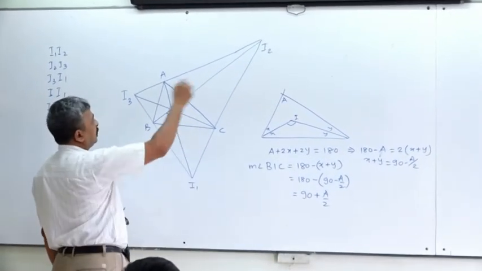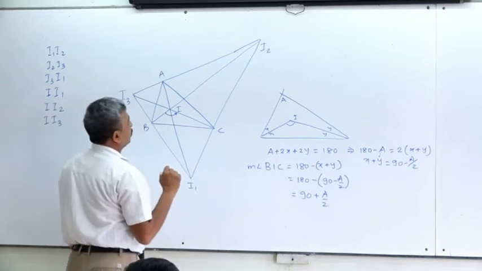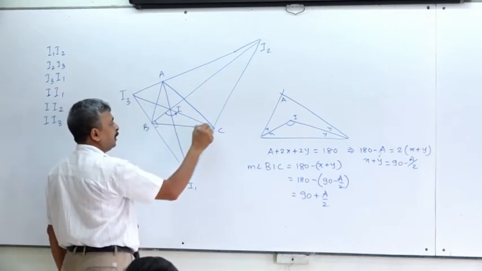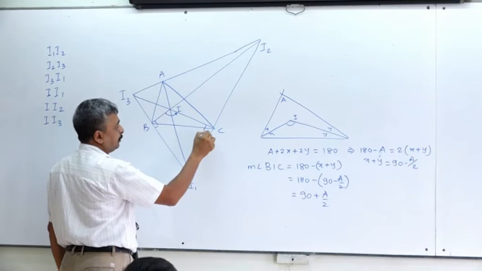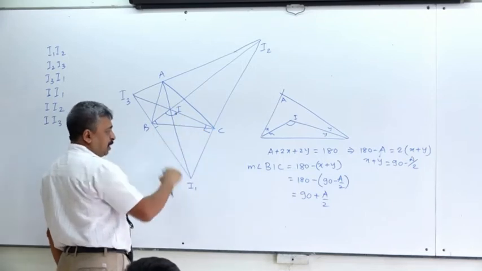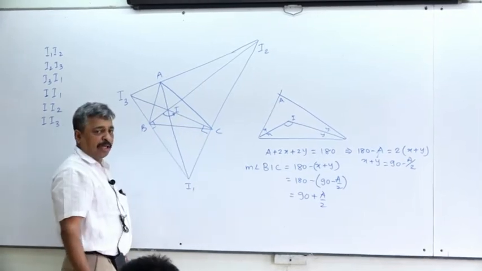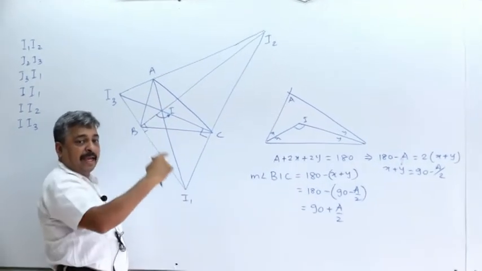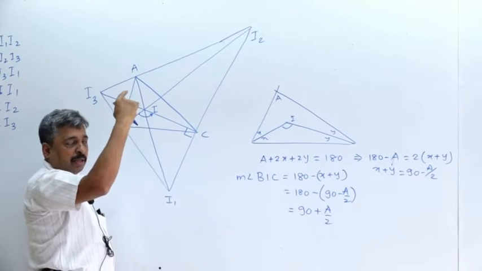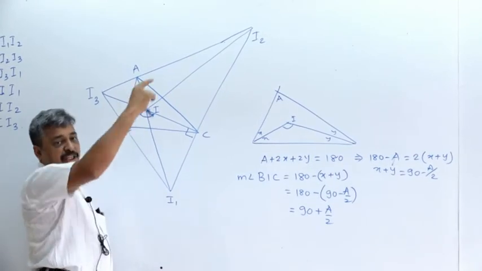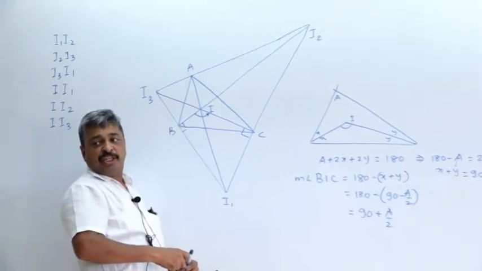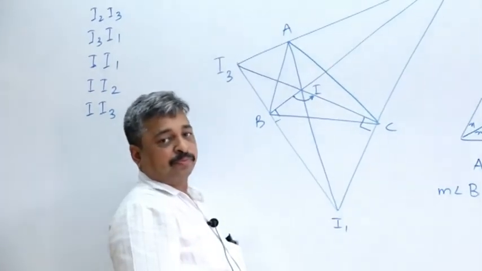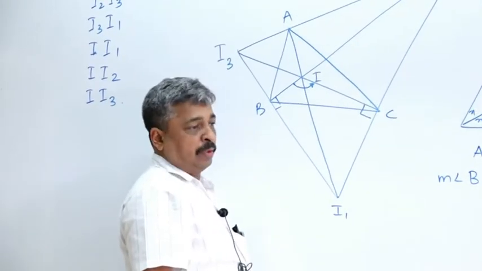Okay. And now this is in-center excenter configuration. We said this is 90 degree, this is 90 degree, and therefore I B I1 C is also a cyclic quadrilateral, which was of the type AFHE in the earlier configuration. Is that right?